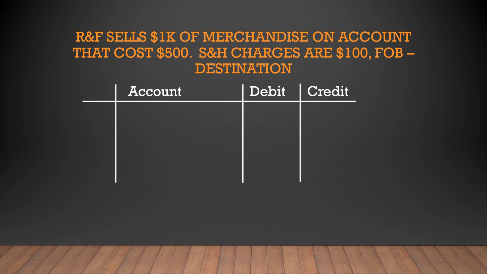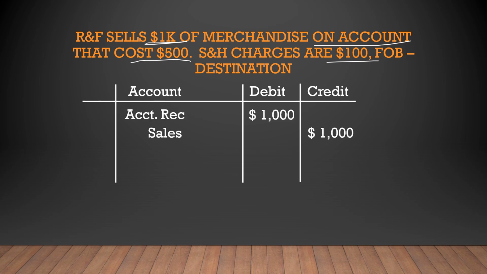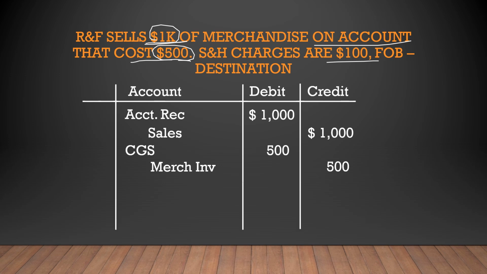Let's put these principles into practice. Imagine R&F sells $1,000 of merchandise on account that cost $500. Shipping and handling charges are $100 FOB destination. We'll book the first two journal entries as we've already done. Debit AR and credit sales for $1,000, and debit CGS and credit merchandise inventory for $500. How do we record the delivery charges?